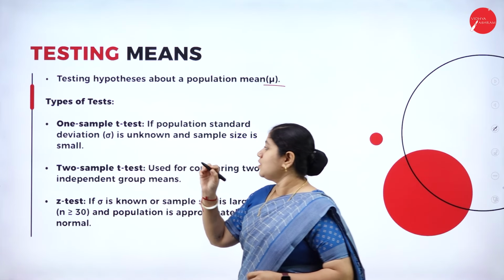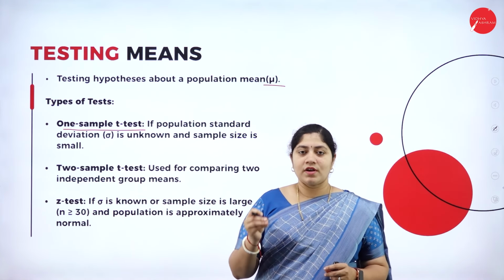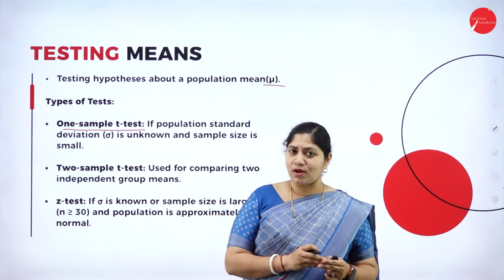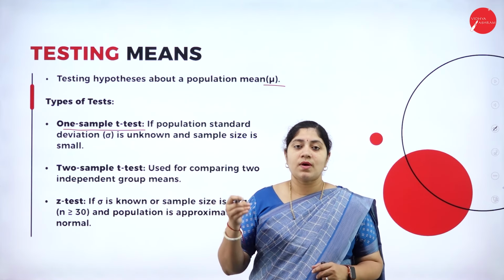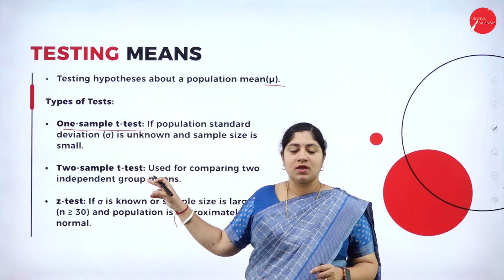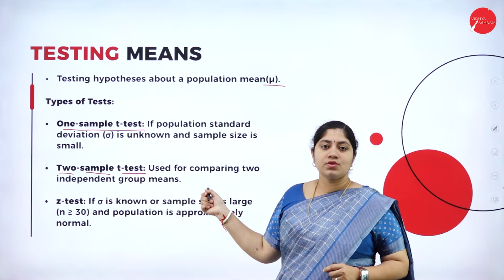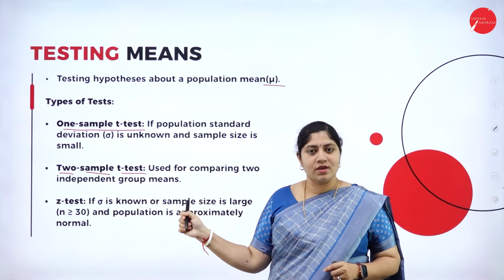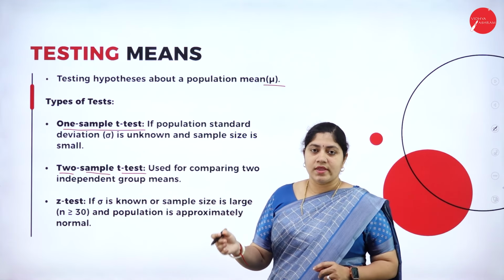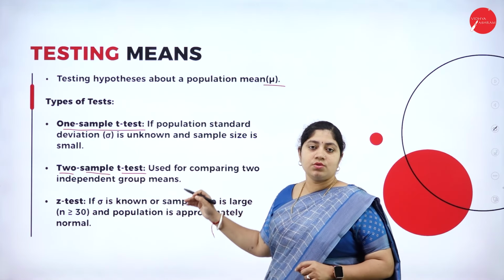The first one is the one sample t-test. Here we calculate the mean of samples when the standard deviation is unknown and the number of samples is small. At that point we go forward with the one sample t-test. The next one is the two sample t-test, which is used for comparing two independent variables. Whenever there are two samples which are independent of each other, we can go with the two sample t-test. So these are two types of t-test.